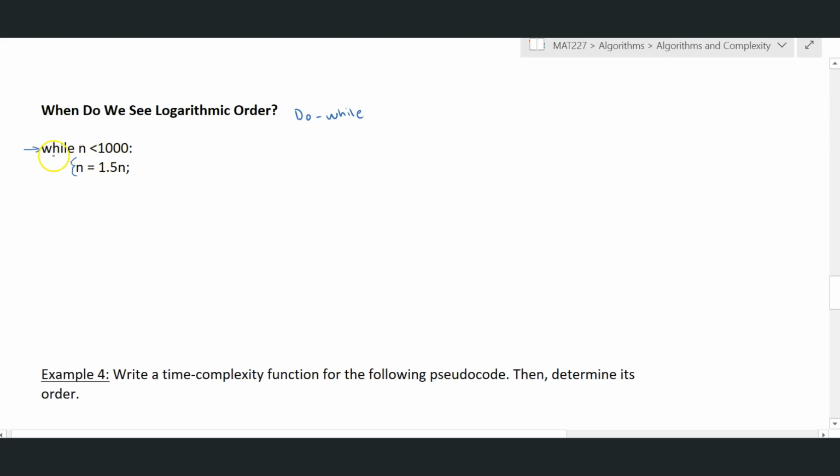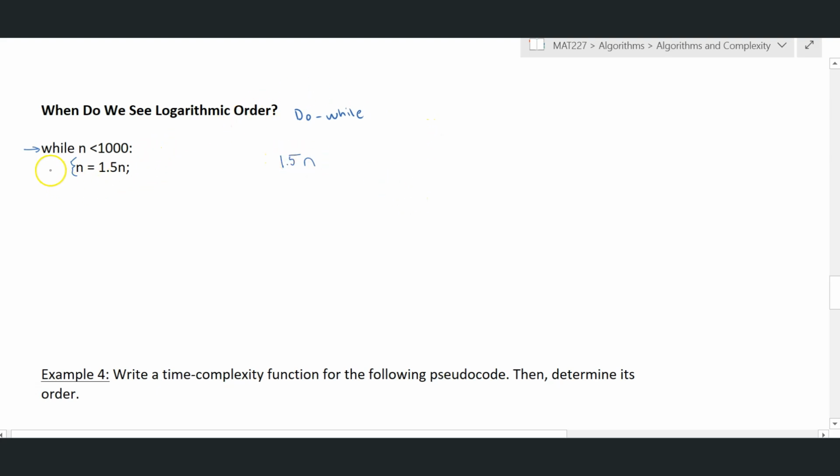And now we'd come back up here and we'd say, okay, n is 15, that's still less than 1000, multiply it by 1.5. So essentially what would keep on happening is, worst case is always that the condition is satisfied and that you do have to execute the code. So what's going to happen to n, the initial value of whatever n is coming into this code? Well, it's going to get multiplied by 1.5.